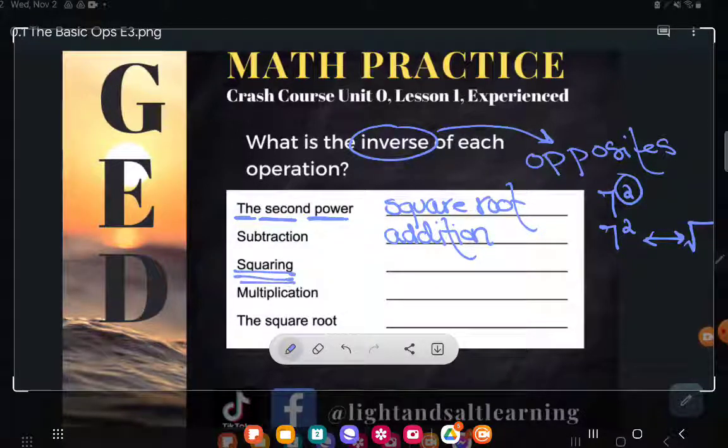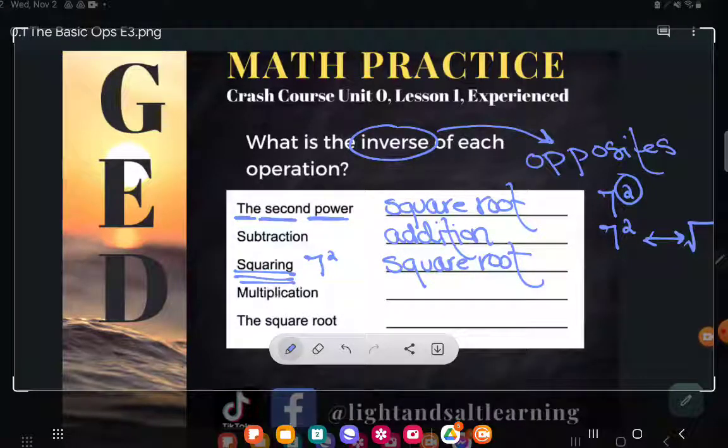Now, look at my language there. What's the opposite of squaring? What a jerk. I'm just asking basically the same question as I did before. I'm asking you, what's the opposite of the second power? So what's the opposite of squaring again? That is square root. Don't get thrown around when I use synonyms.